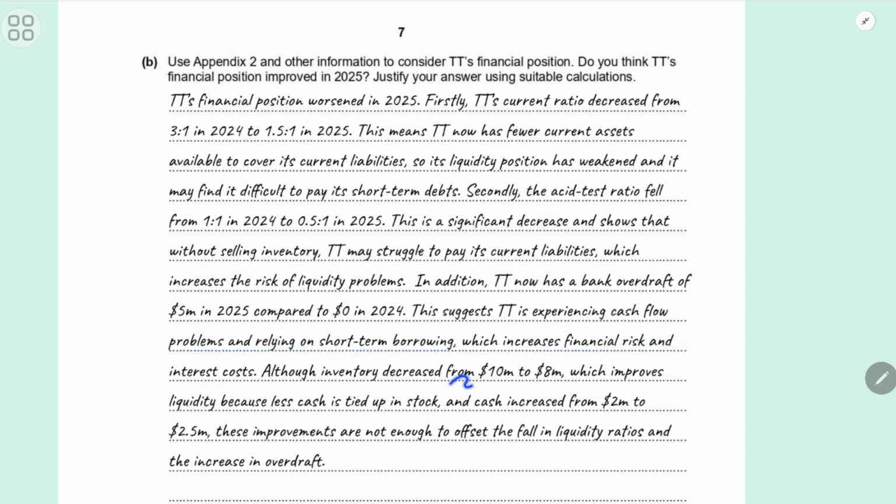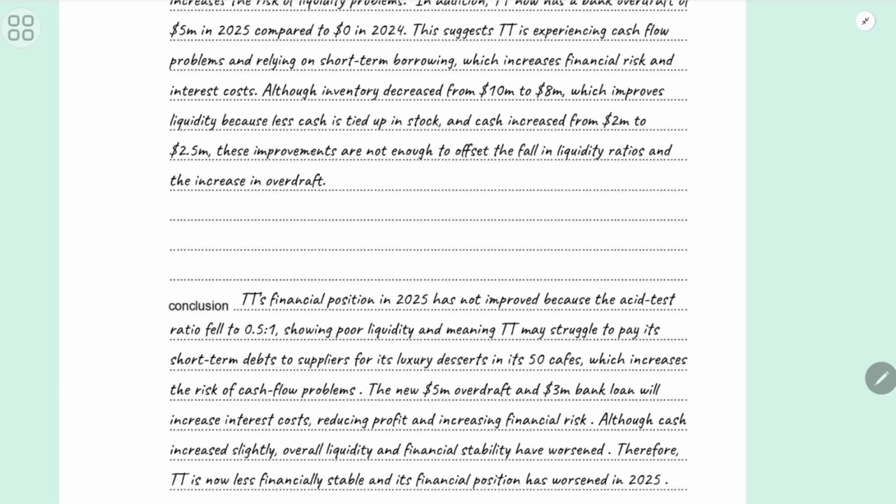Although inventory decreased from $10 million to $8 million, which improves liquidity because less cash is tied up in stock, and cash increased from $2 million to $2.5 million, these improvements are not enough to offset the fall in liquidity ratios and the increase in overdraft. TT's financial position in 2025 has not improved because the acid-test ratio fell to 0.5:1, showing poor liquidity and meaning TT may struggle to pay its short-term debts to suppliers for its luxury desserts in its 50 cafes, which increases the risk of cash flow problems.